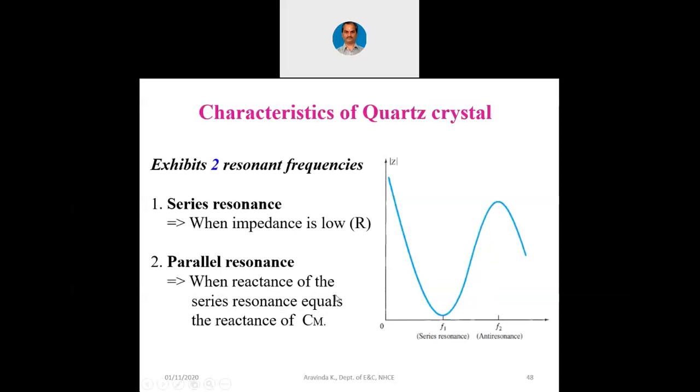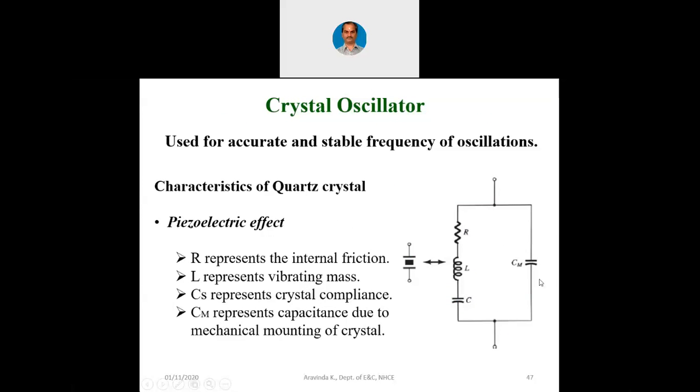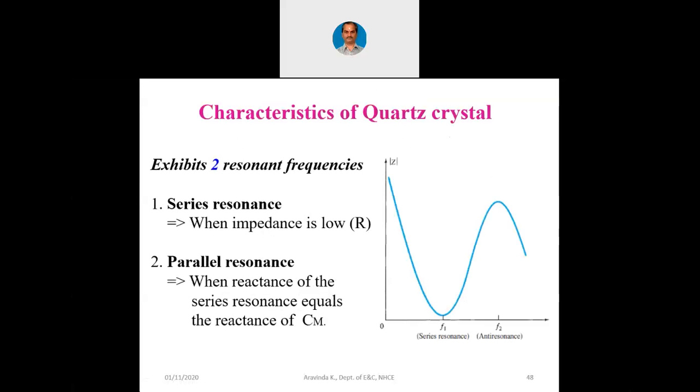But when the reactance of the series resonance equals the reactance of the CM, then it is a parallel resonance. So you can see this F1 corresponds to series resonance and F2 corresponds to parallel resonance. In the case of the series resonance, there is minimum reactance. In the case of parallel resonance, there is maximum reactance at two frequencies. Parallel resonance is also called anti-resonance because there the reactance or impedance is increasing. You can see the y-axis is Z here, x-axis is frequency here.